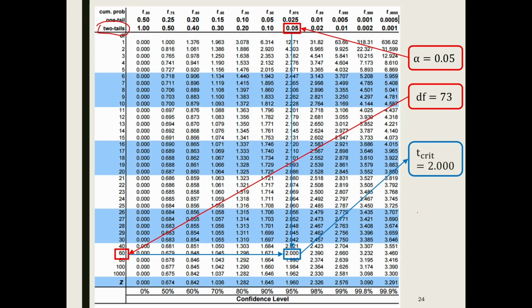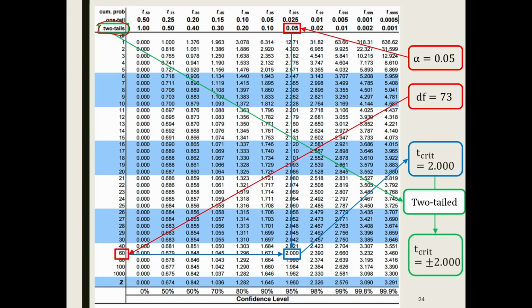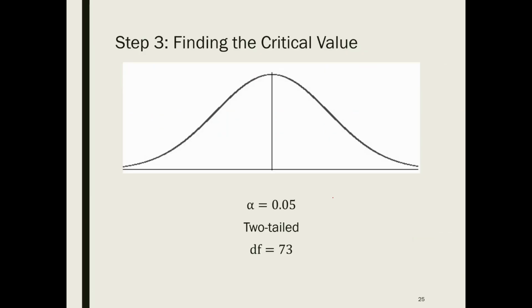But is this the correct one? It's only half correct, right? Because this is a two-tailed test. Whatever number we get from the t-table is always a positive number, but it is a two-tailed test, so there is also a negative number. So the t-critical in this example actually has two values. One is a positive 2, another one is a negative 2. So the t-critical is negative 2 and positive 2.